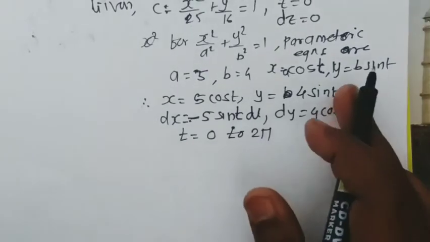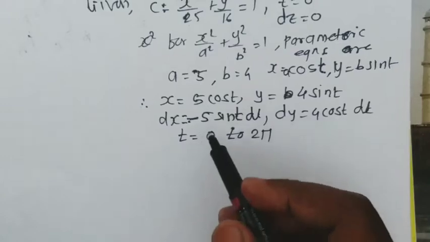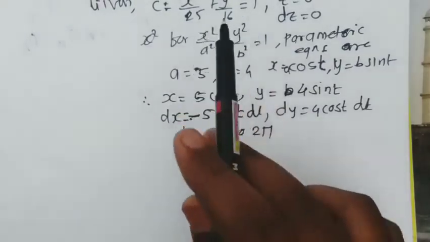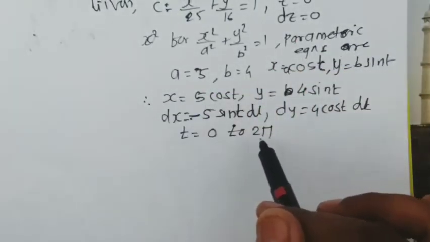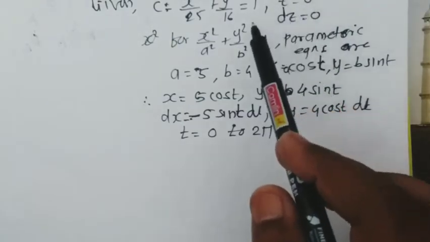So this is how we are going to solve the examples. We have transferred the variables x, y, z to a single variable, that is the parameter. We don't need to transfer z because z is already 0.